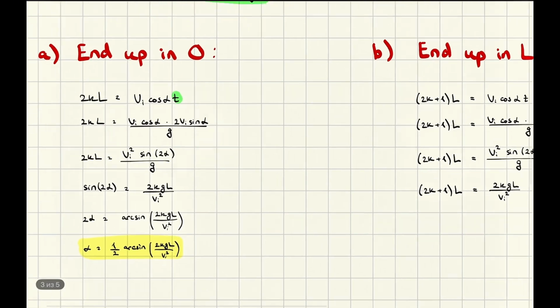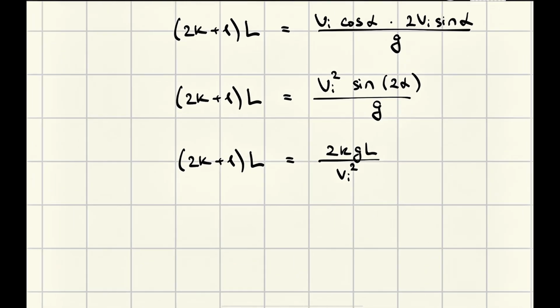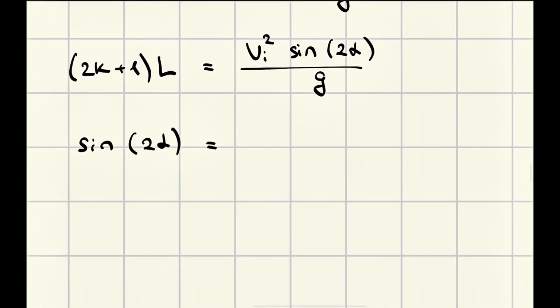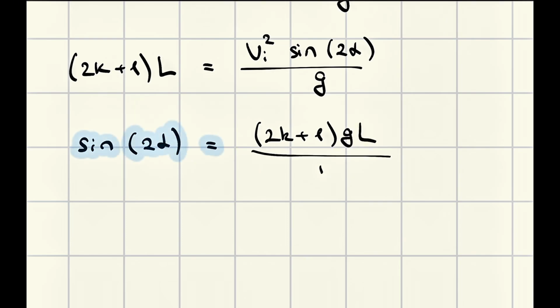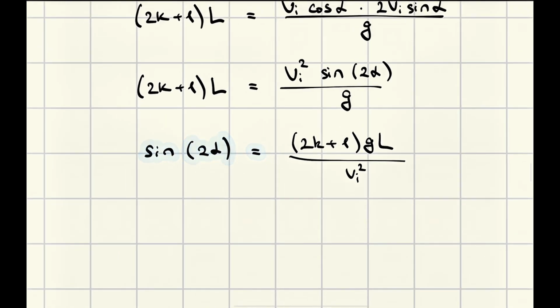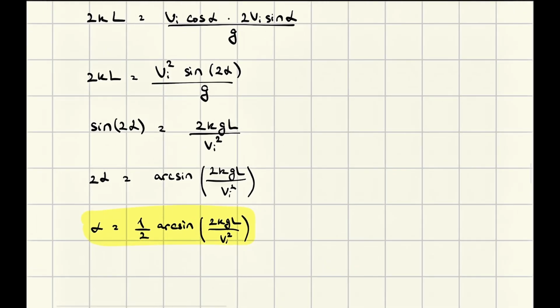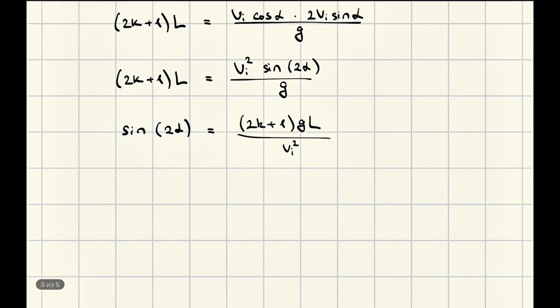In here it would be sine 2 alpha, right? Sine 2 alpha. And instead of 2kgL, it would be what? It would be (2k+1)gL divided by v initial squared. If in this situation we had 2k gL, in this situation we have (2k+1) gL.